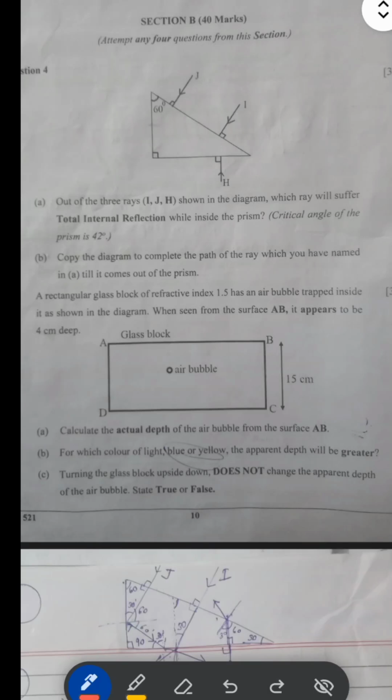Welcome to ICSE Physics 2025 solution of Section B. Here I am going to show you the answers with explanations. Section A is already loaded.